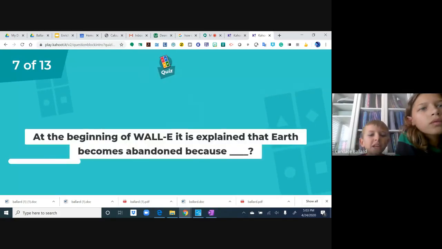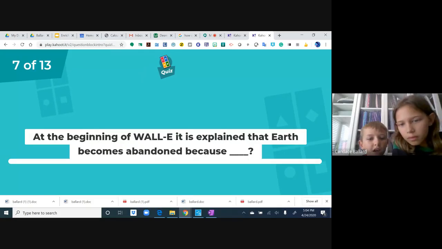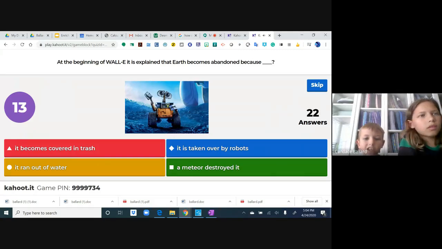Quiz. At the beginning of Wall-E, it is explained that Earth becomes abandoned because it becomes covered in trash. It ran out of water. It is taken over by robots. A meteor destroyed it.